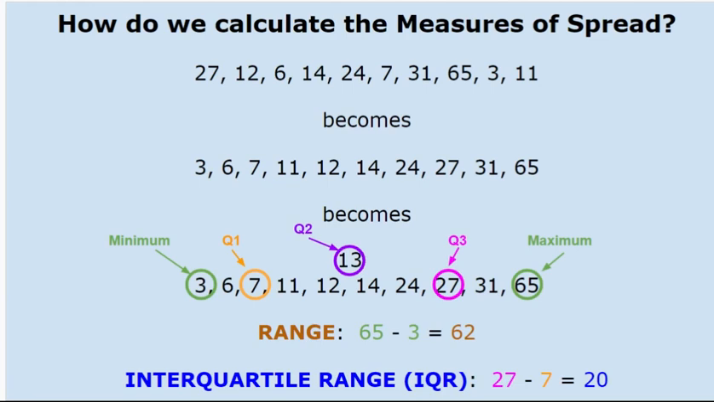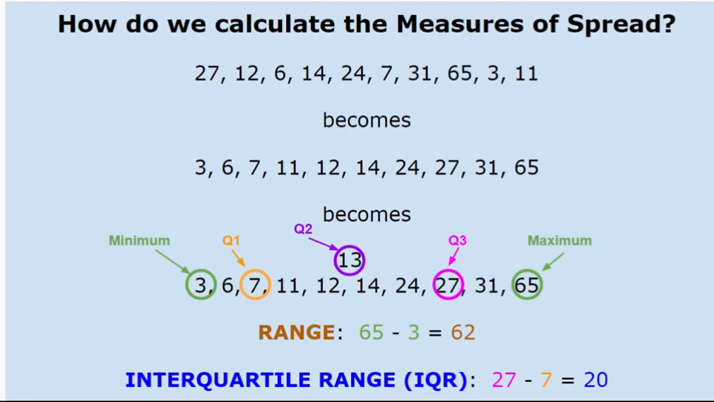So, to wrap up this lesson, how do we calculate the measures of spread? Well, we first begin with a set of numerical data. We then write it in order from least to greatest. We then identify the minimum and maximum values, find the median, that value in the middle of our number set. Then we find Q1 and Q3. Q1 is the middle of the lower half, and Q3 is the middle of the upper half. These 5 values make up our 5-number summary.